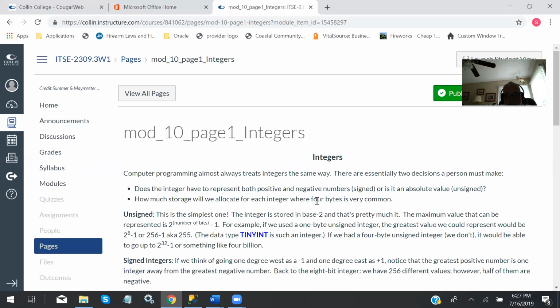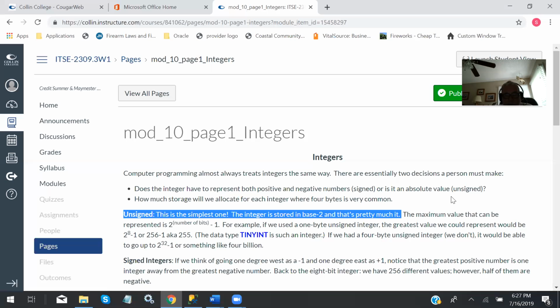For an integer, 4 bytes is the most common. We find 4-byte integers in almost all programming languages and all applications. It's not the only one by a long stretch, but that's real common. Now, is it signed or unsigned? If it is unsigned, that is the simplest one. We convert it to base 2, and that's all. We just do a conversion, going from base 10 to base 2, using our tables, whatever.